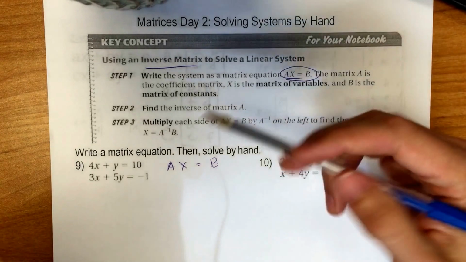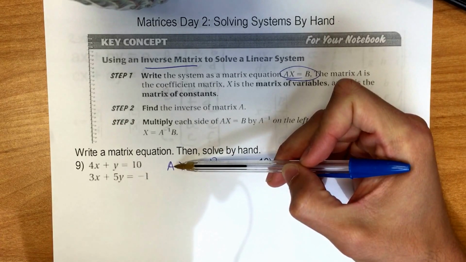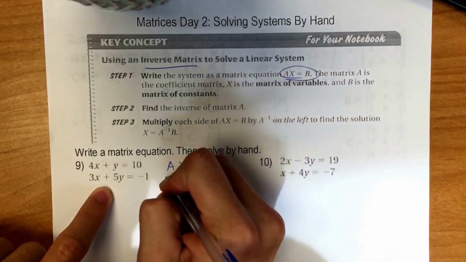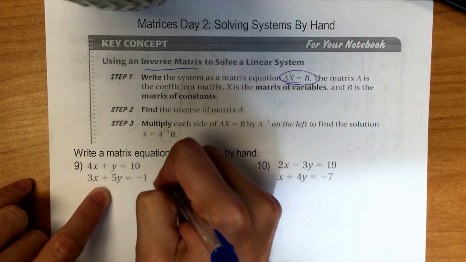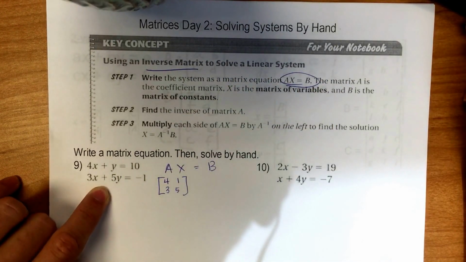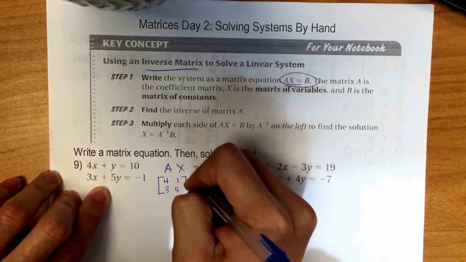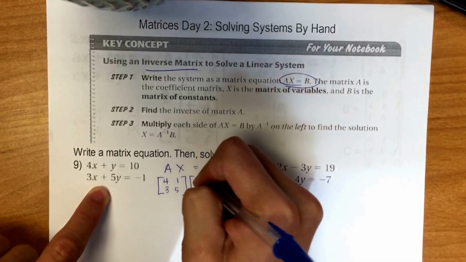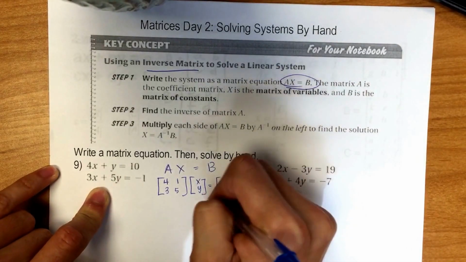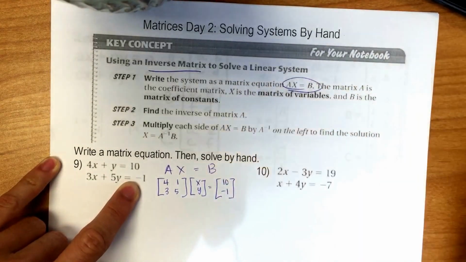Now, when you're writing the matrix equation, each of these letters stands for a separate matrix. Matrix A is going to be what's called your coefficient matrix. So all of the numbers that are in front of X and Y are going to go in a matrix all together. So 4, 1, 3, and 5 become your coefficient matrix. That's your matrix A. Your matrix X is always your variable matrix. There are two variables in this problem, X and Y. And matrix B is going to be your constants matrix. So whatever numbers are on the right-hand side of the equal sign, those get written in a matrix together.